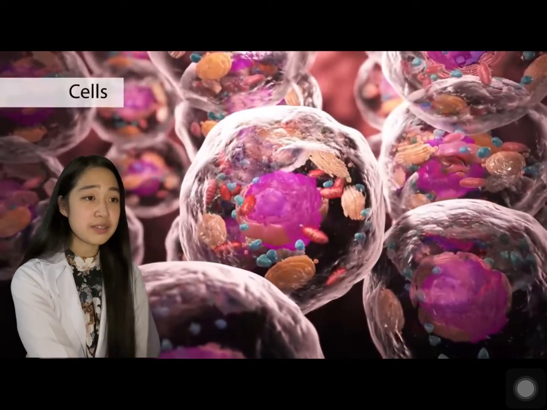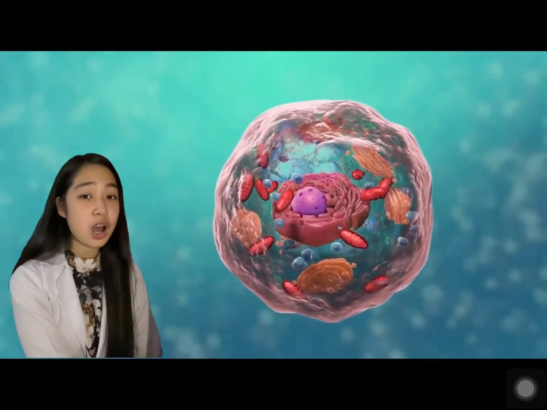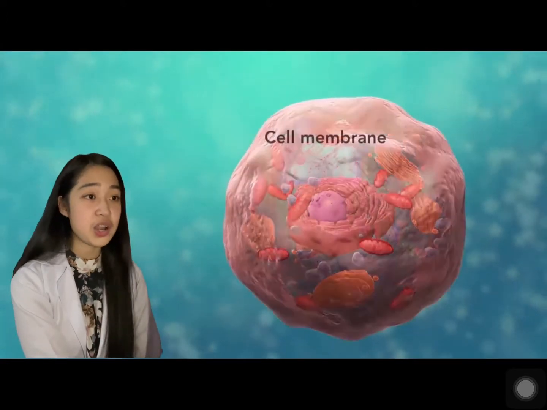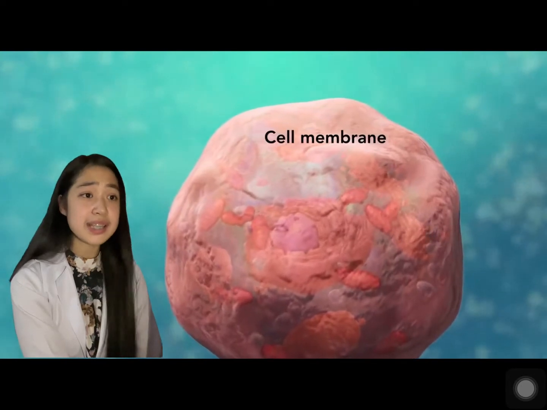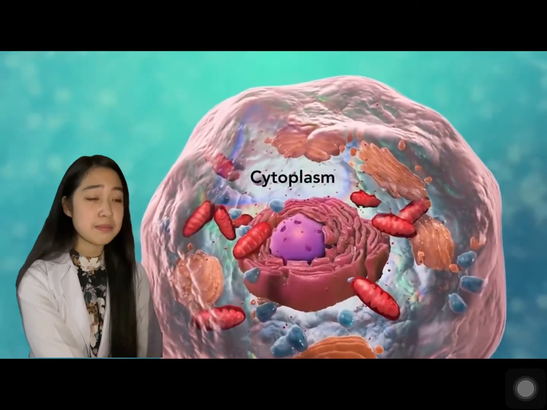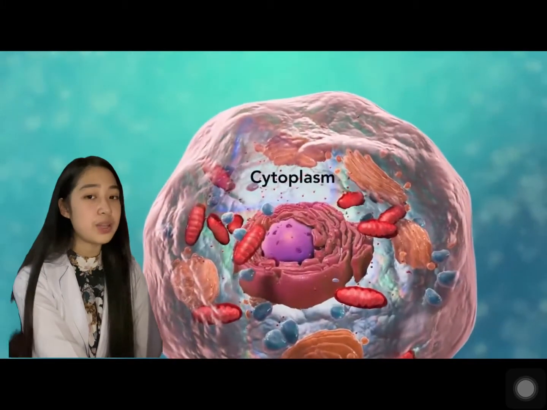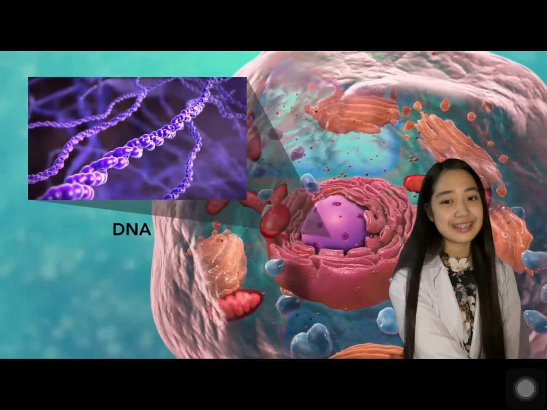Cells are the smallest living unit of an organism. All cells have three things in common no matter what type of cell they are. All cells have a cell membrane, which separates the inside of the cell from its environment. Second, the cytoplasm, which is a jelly-like fluid, and the DNA, which is the cell's genetic material.